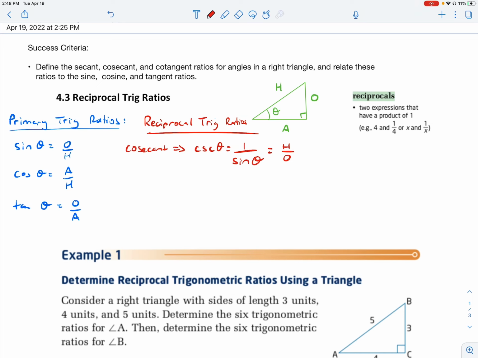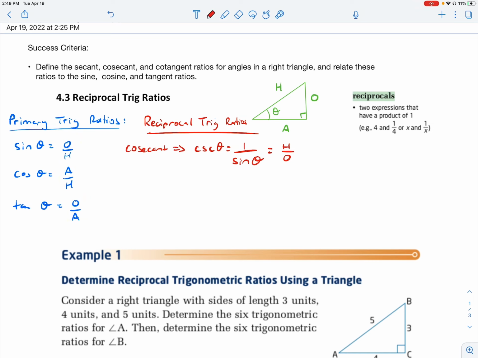Okay, so if you remember the rules for reciprocals, here's a definition. It says a reciprocal is two expressions that have a product of 1. So, for example, 4 and 1 over 4. If you multiply those, you would get 1. Or x and 1 over x. So it's the same thing with sine and cosecant. If you actually multiply these together, you would only get 1. Because cosecant is 1 over sine, and if you multiply 1 over sine by sine, it would cancel out. Anyway, these are real easy to do. As long as you know your primary ones, all you have to do is flip the fractions to get the three new ones.